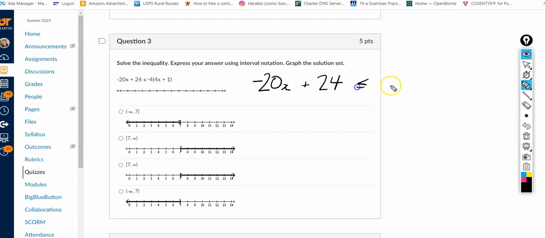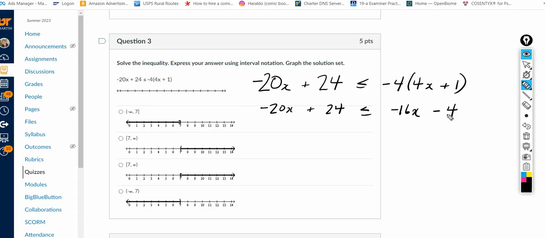Then we have less than or equal to that. Okay, what I'm going to have to do first is get rid of these parentheses. So I'm going to distribute that 4 first before I do anything else. The left-hand side for the moment is unchanged. So this is going to be negative 4 times 4x, so minus 16x. And then negative 4 times 1, so minus 4.